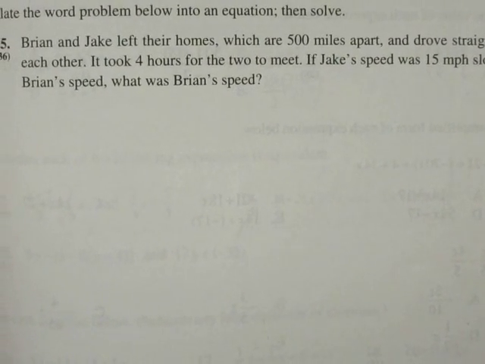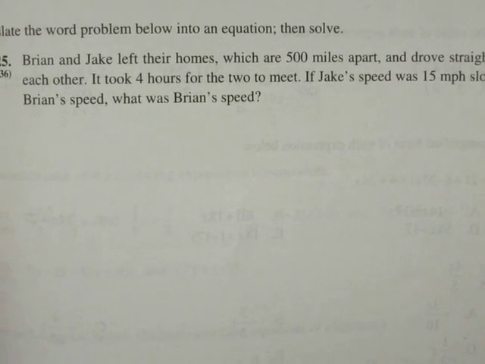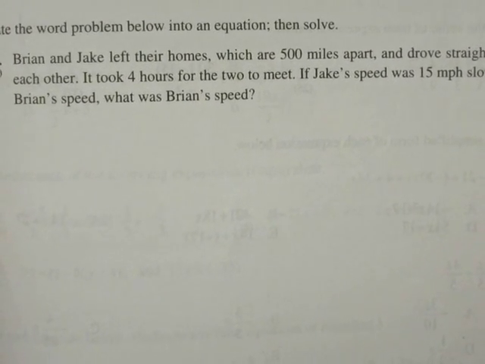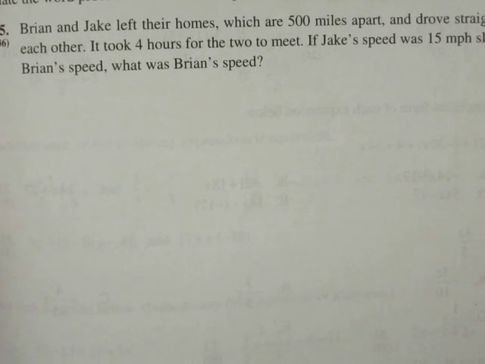Problem 25. Brian and Jake left their homes, which are 500 miles apart, and drove straight towards each other. It took 4 hours for the two to meet. If Jake's speed was 15 miles per hour slower than Brian's speed, what was Brian's speed?